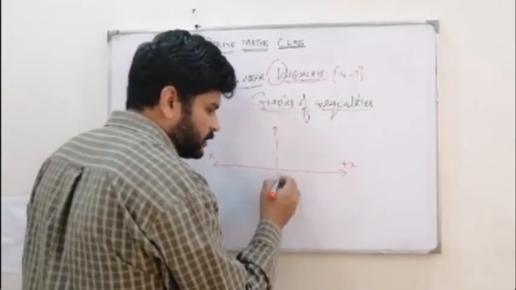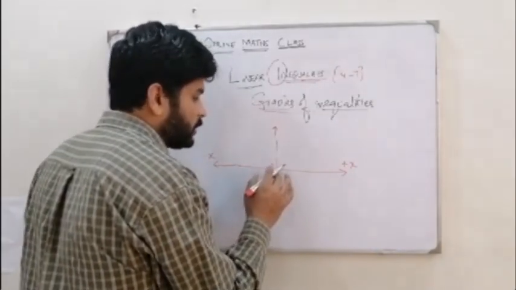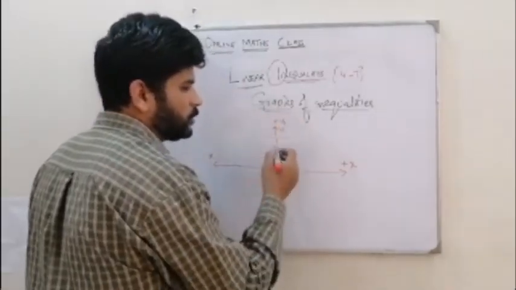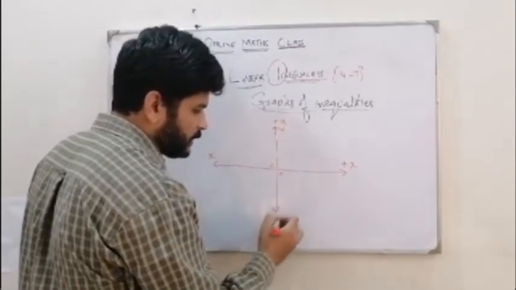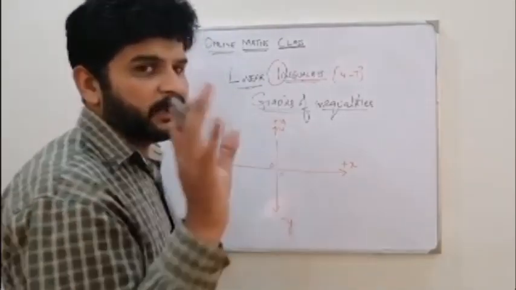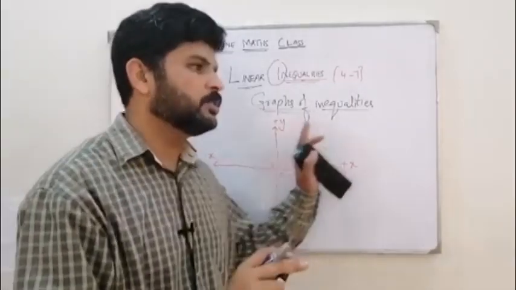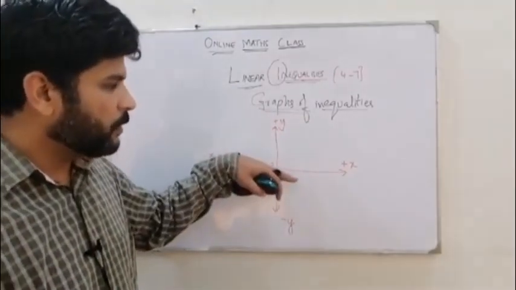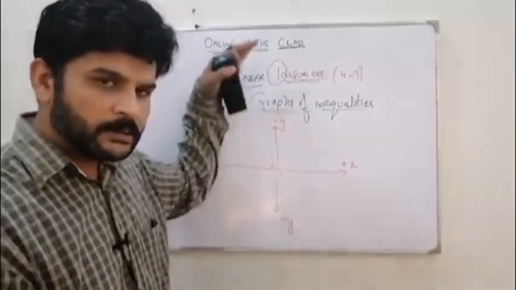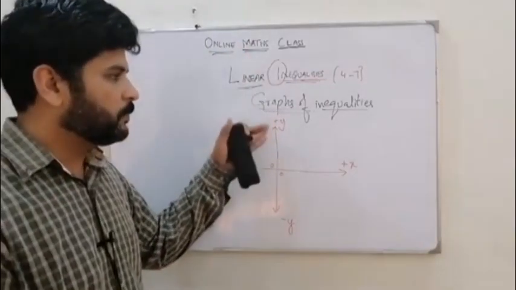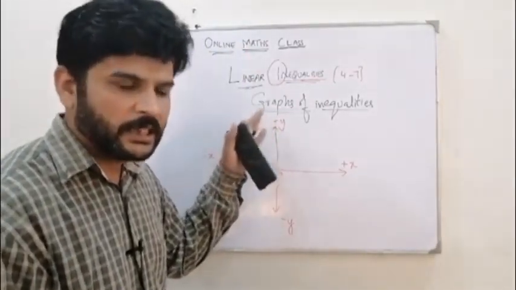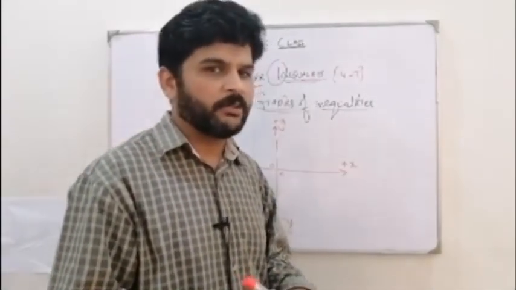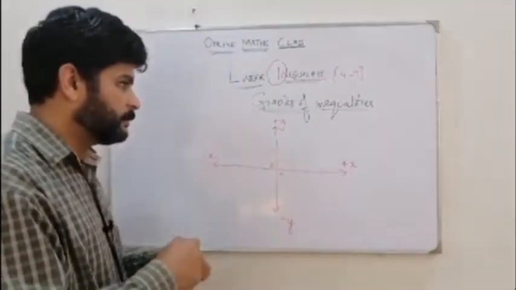Y increases from, this is 0, 0. 0 for x, 0 for y. So y increases when you go up. This is plus y, like 1, 2, 3, 4, 5, 6, 7. And y decreases as you go down. This is the major thing you need to remember: when you're moving from this to this side, x increases. When you move from this to this side, x decreases. When you move up, y is greater, increasing. While if you move downwards, y is decreasing. So these are 4 things you need to remember while solving the inequalities graph.